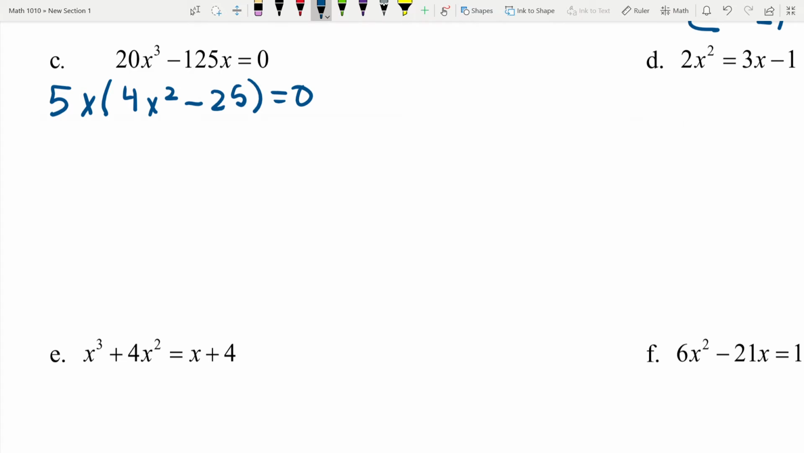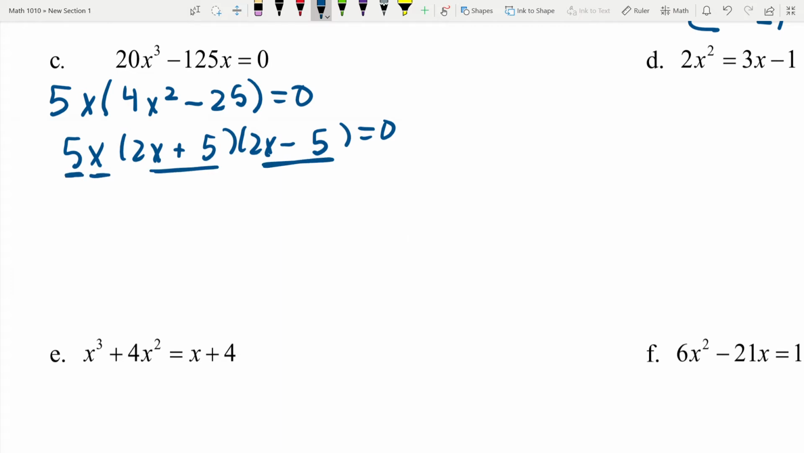Factor again, right? Difference of squares. So the 4x to the second is going to go to a 2x and a 2x. One's a plus, one's a minus. What to the second gives you 25? A 5. I'm multiplying 4 things here, guys. I have 4 pieces of paper. Look, here, here, here, and here. Something's got to be a 0.